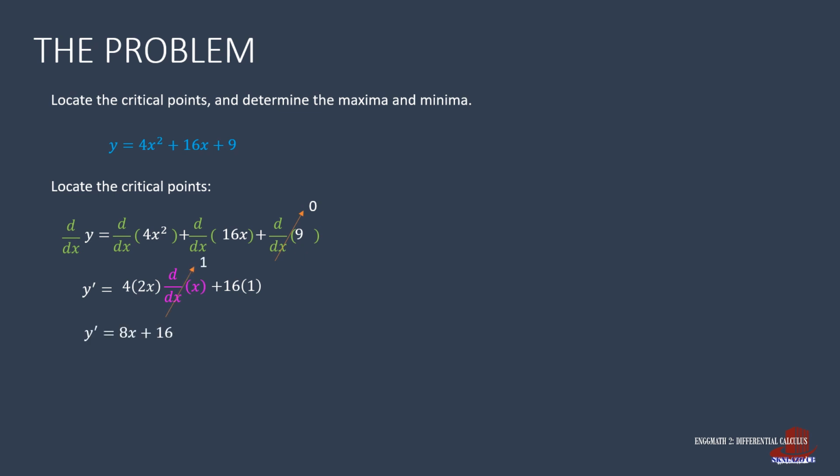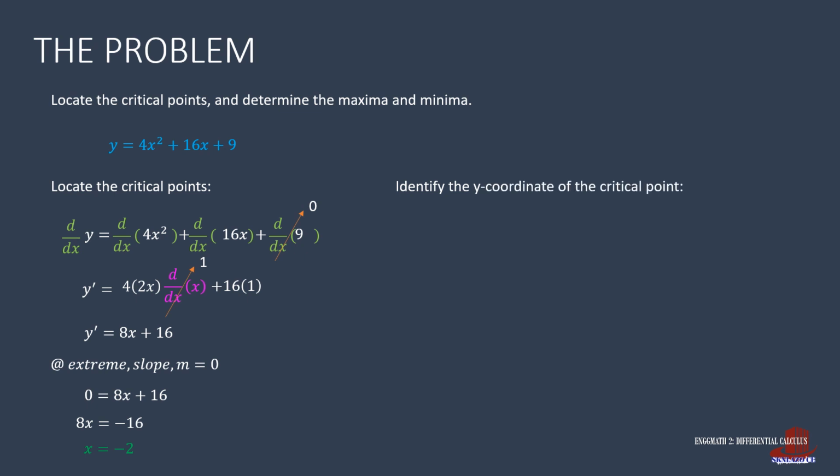So, y prime is 8x plus 16. This is the general slope equation. To look for the critical point, zero out the slope, making 8x plus 16 equal to 0. Transpose 16 to the other side and divide each term by 8 to have x as negative 2.